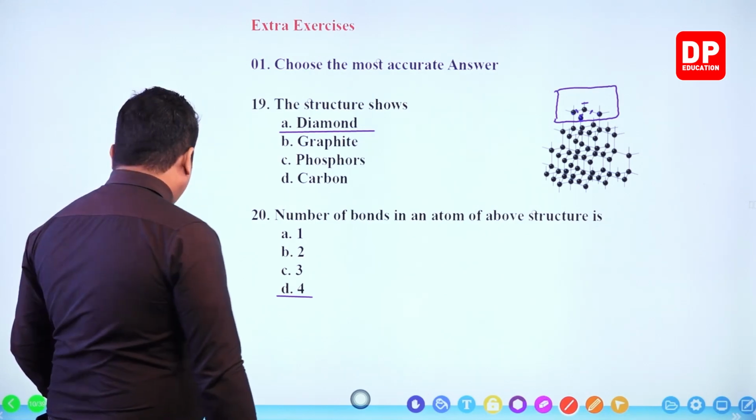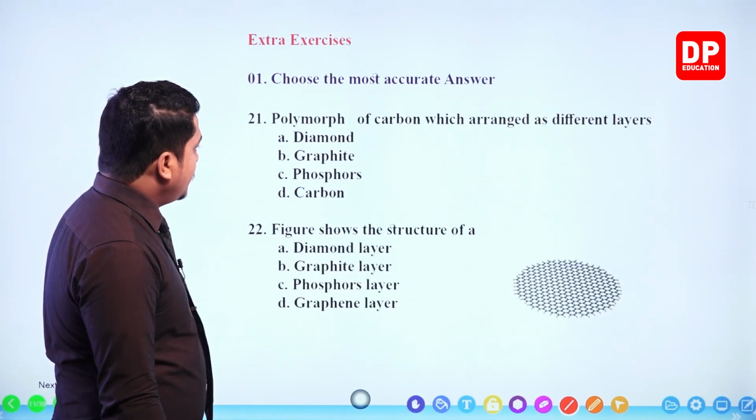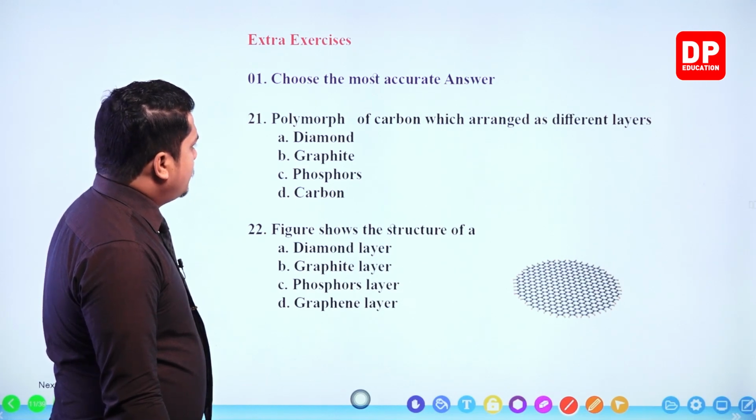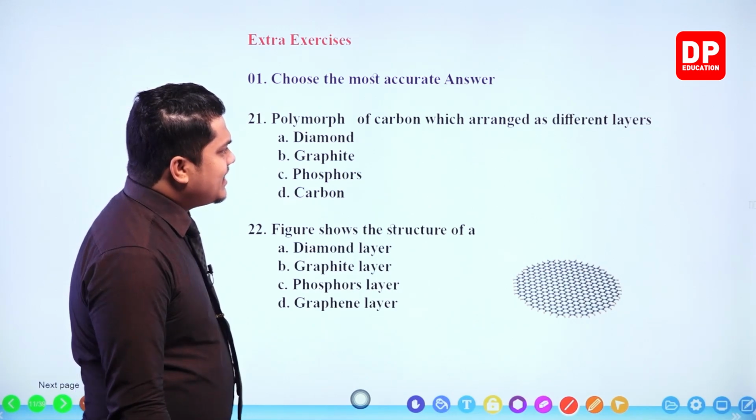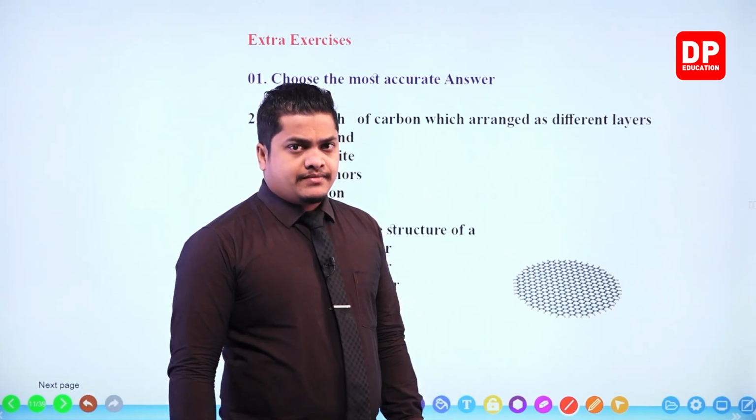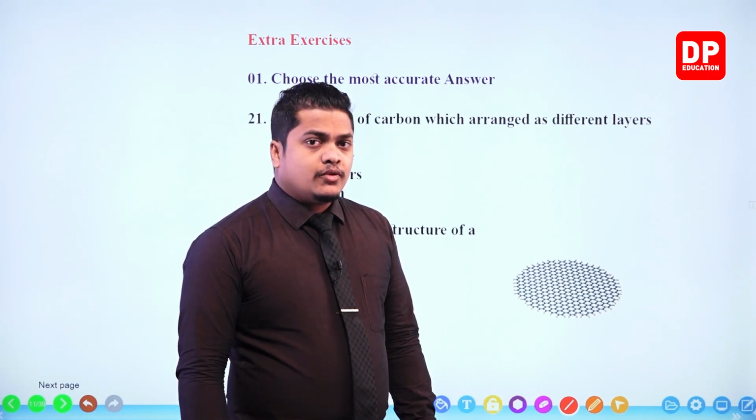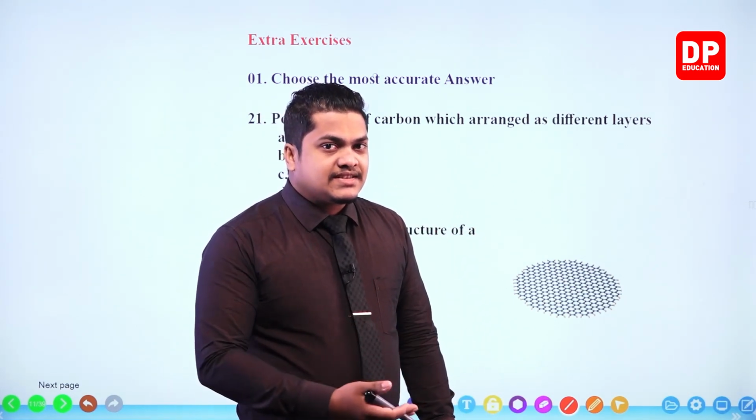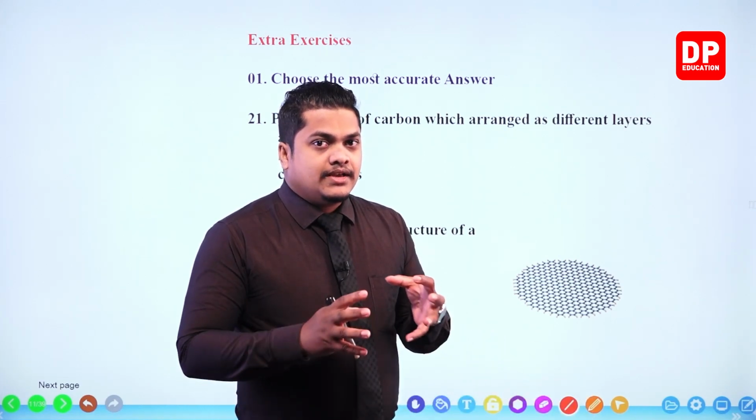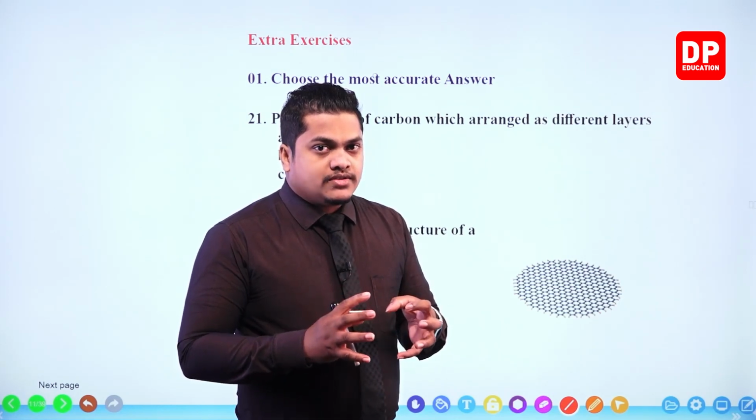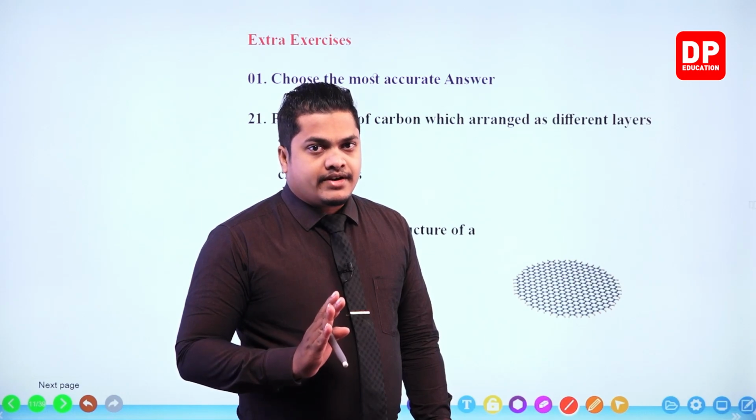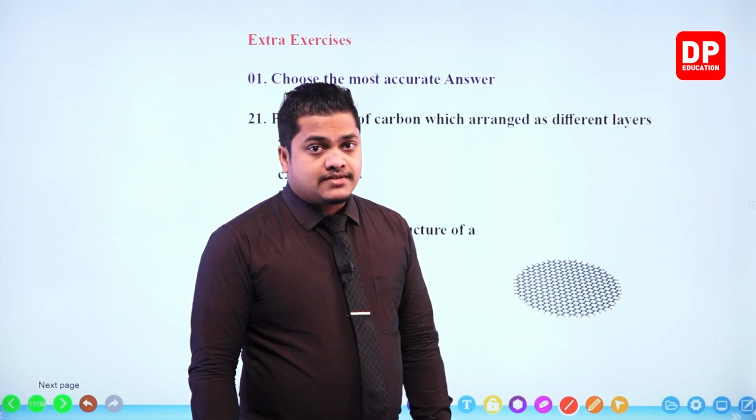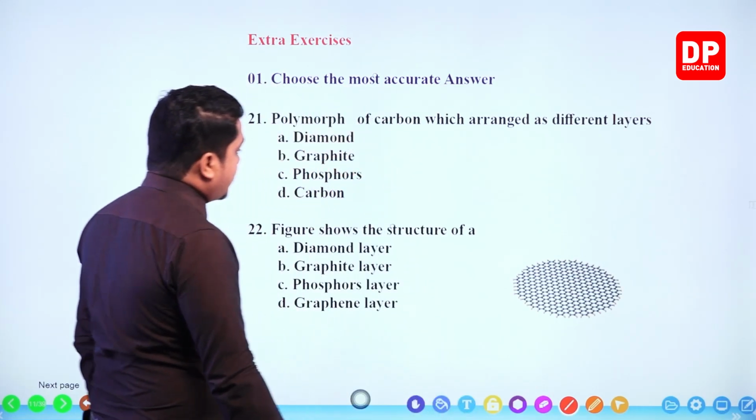Next one, question number 21. Polymorph of carbon which is arranged as different layers. So there can be different layers, my dear children. What is the polymorph of carbon that is arranged as different layers? Can you remember? We even discussed that 2 minutes ago. If they are arranged as layers with weak bonds, that means, my dear children, this is referring to graphite. Graphite is the substance which is arranged as layers. So go for the answer that contains graphite.